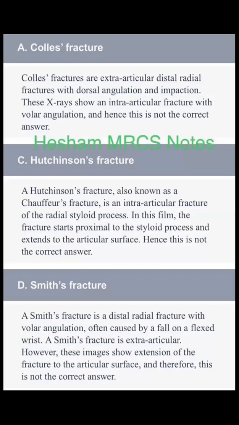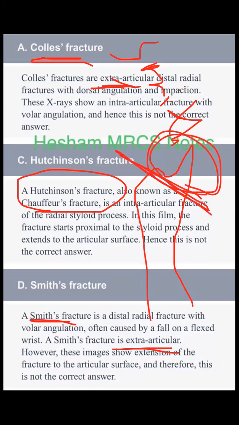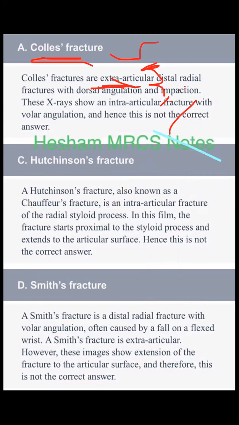Then another fractures, Colles fracture, we know that it is dorsal displacement of the distal segment of the radius, and also it is an extra articular fracture. As I told you, Colles fracture and the reverse of it, which is called the Smith fracture, both of them are extra articular fractures. Hutchinson, which is called Chauffeur fracture. Hutchinson or Chauffeur fracture is fracture of the distal radial styloid process, and this is also a question asked. Distal radial styloid process fracture is called Hutchinson or Chauffeur fracture. Another one.